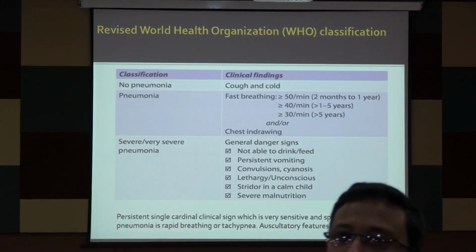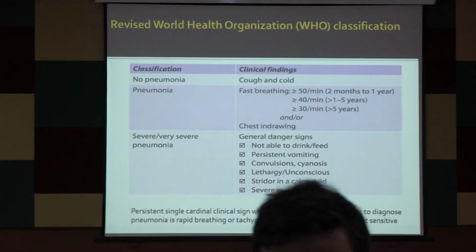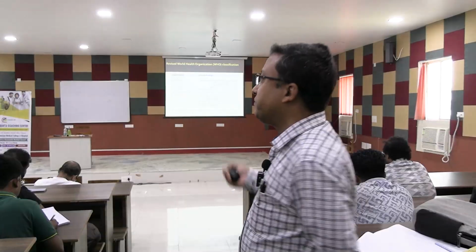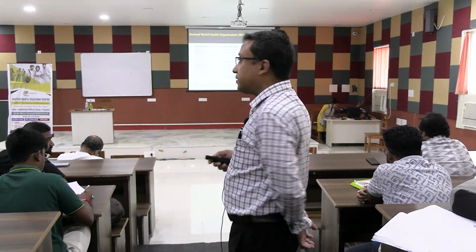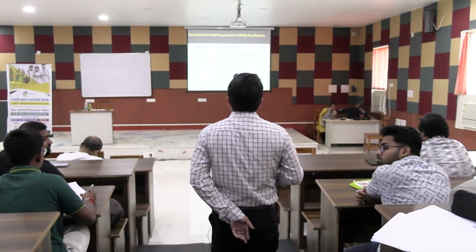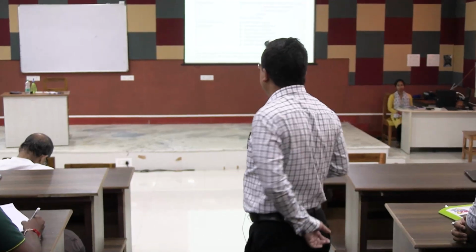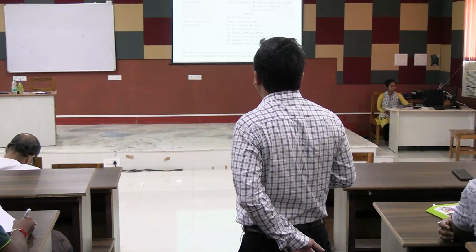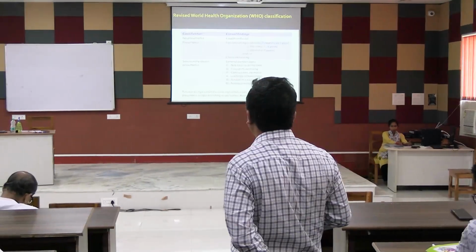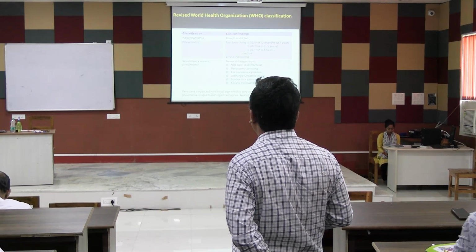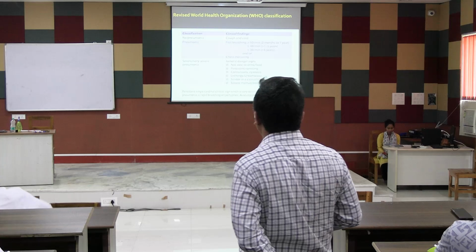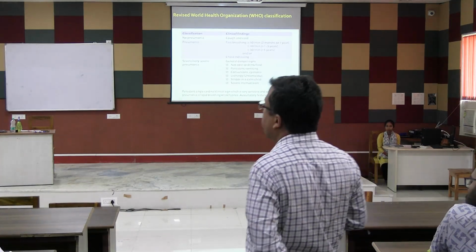If the child is below 2 months, the cutoff is 60. If the child is more than 2 months, below 1 year, the cutoff is 50. 1 year to 5 years, the cutoff is 40. More than 5 years, the cutoff is 30. Okay. Right. So if there is fast breathing and chest indrawing, that is pneumonia. If there is fast breathing, chest indrawing along with these signs, that is the child is not able to drink or feed, persistent vomiting, convulsions, cyanosis, lethargy, unconsciousness, stridor, severe malnutrition, that is severe pneumonia.